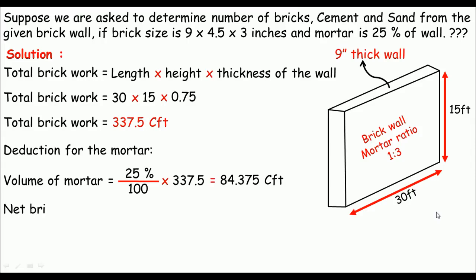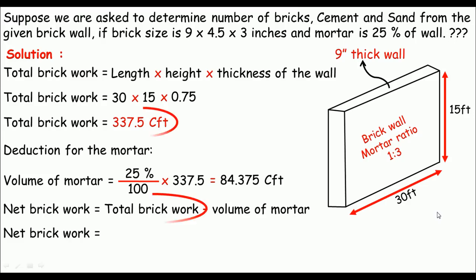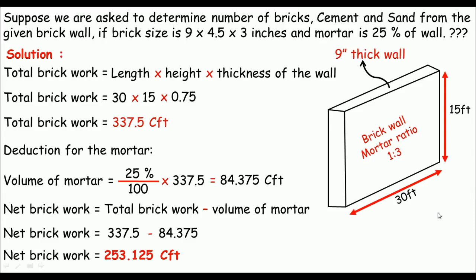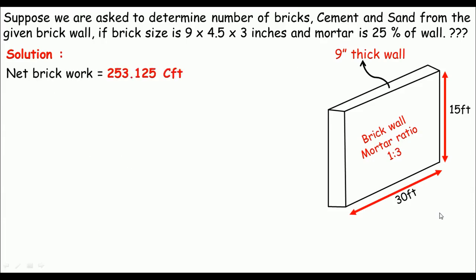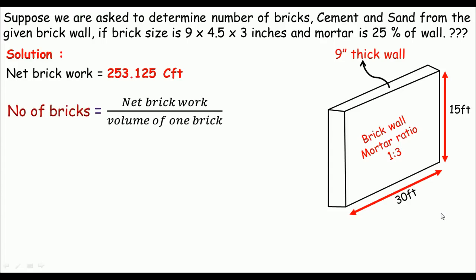Now if we subtract the volume of mortar from the total brickwork, we get the net brickwork. The total brickwork, which is known, minus the volume of mortar that we found a few seconds ago, gives the net brickwork equals 253.125 CFT. Once we have the net brickwork, we can calculate the number of bricks, which is the net brickwork divided by the volume of one brick.